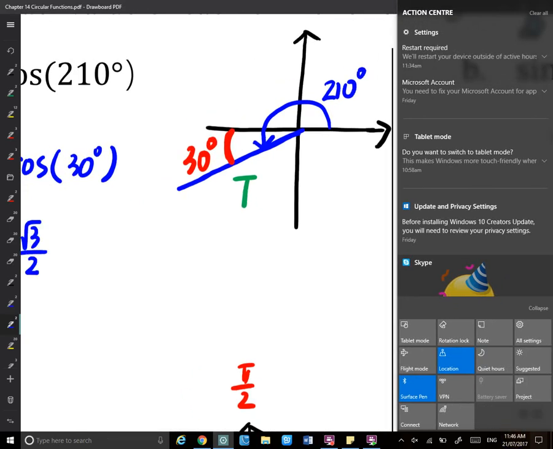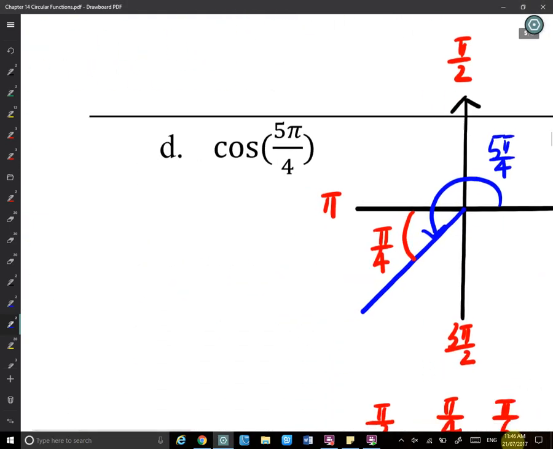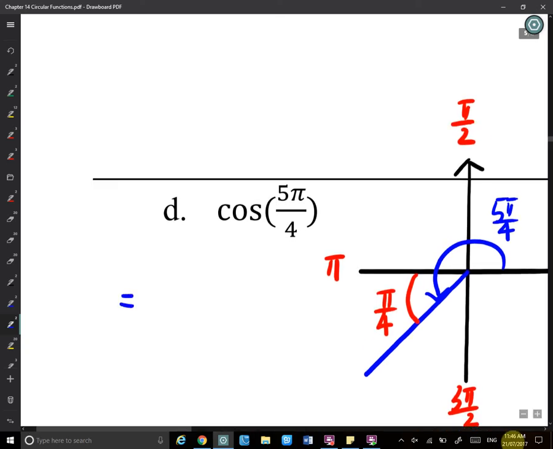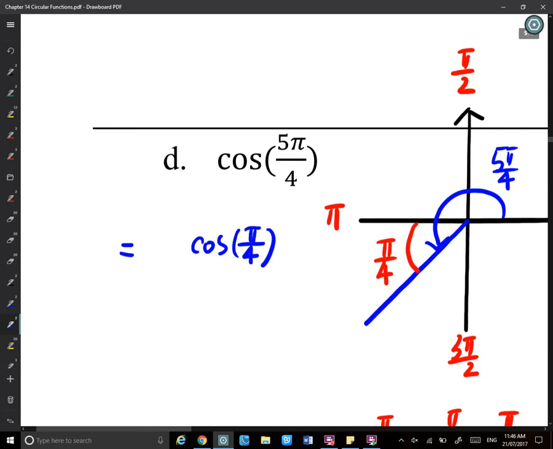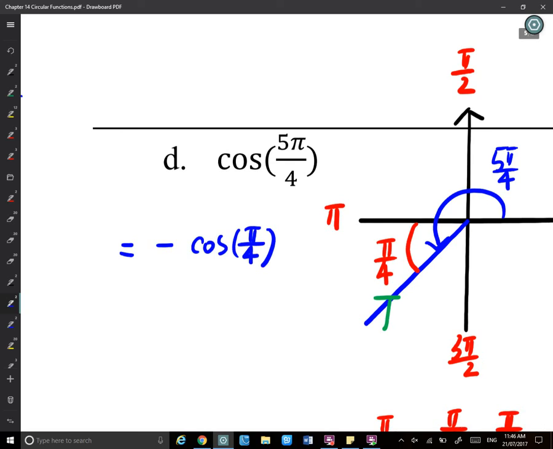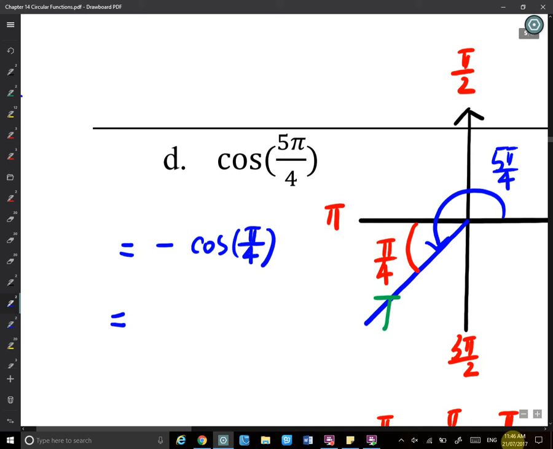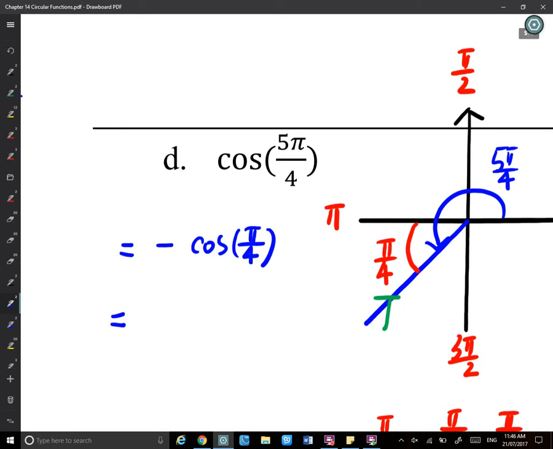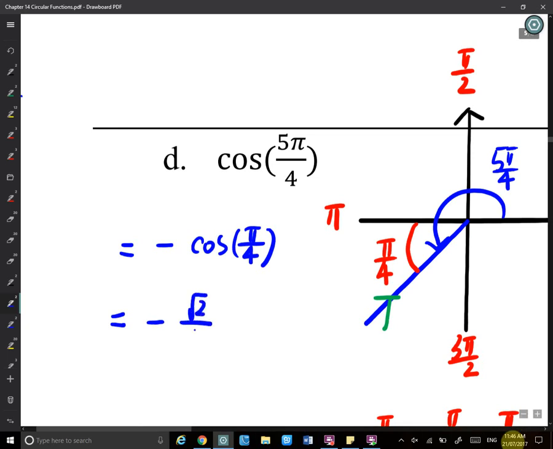Let's do this example with you, the example below here: cosine 5 pi over 4. Change 5 pi over 4 into pi over 4. This is again the tangent quadrant, the third quadrant. Again, cosine will be negative, so it's negative cosine pi over 4. And what's cosine pi over 4? Everyone think, guess. Root 2 on 2. So negative root 2 on 2.